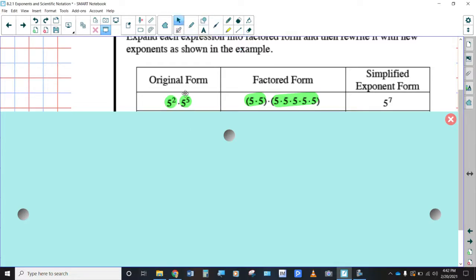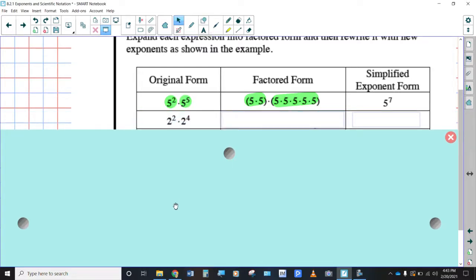Now, I want you to look at a connection between the original form of these powers being multiplied together and the simplified form of that power, and see if you notice a trend, because we're going to come up with a rule for what you're supposed to do whenever you multiply powers that have the same base.